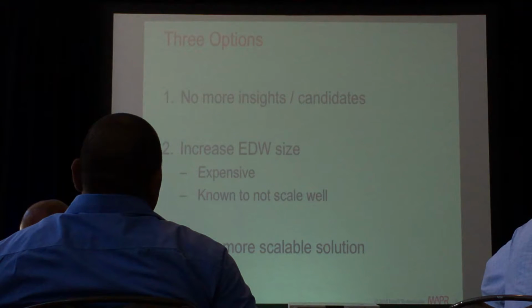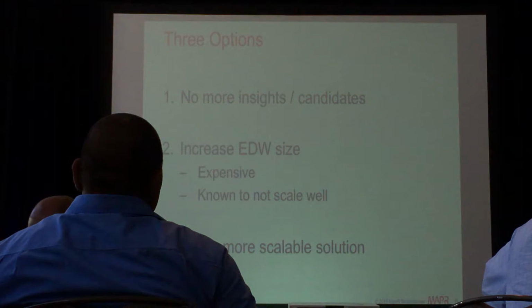You can basically say, okay, well, we're just not going to have any more insights or candidates coming out of this pipeline. Obviously, that's not going to be popular with people. You can increase the EDW size, since again, we know the procedures were already optimized to squeeze the performance out of it as best they could. But this is expensive because, again, the data are accelerating in terms of how quickly they're growing and outstripping the rate at which the hardware costs are coming down.